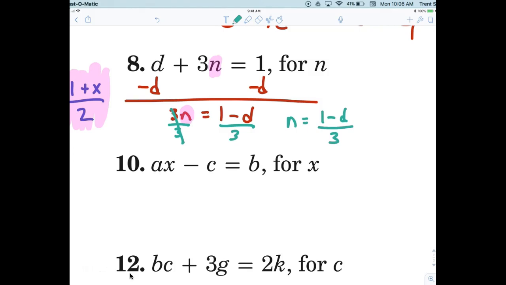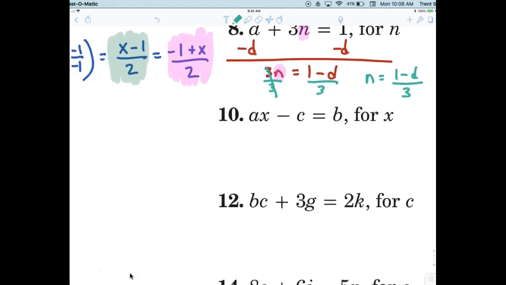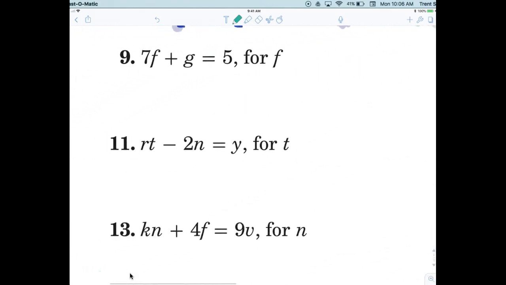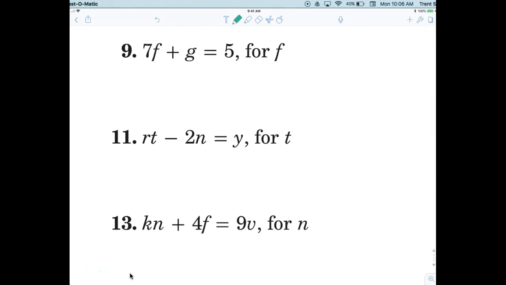Now look, remember what I'm saying. It's a little bit harder as we're going, so it's not going to get easier. So if I can help you, you got to let me know. All right, let's move forward. All right, number 9.